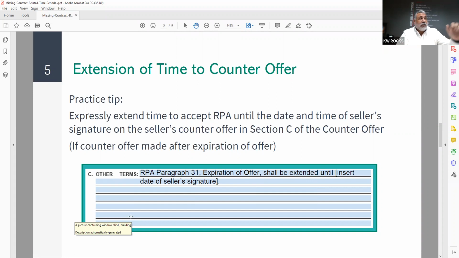The listing agent says, look, we need to extend it. Tomorrow, unfortunately, it's not going to work. We need to extend it till Friday, the 19th. Fantastic. I'm going to get the counter sign off and then send over to you. So now you just extended what should have expired tomorrow at 5 o'clock, okay?